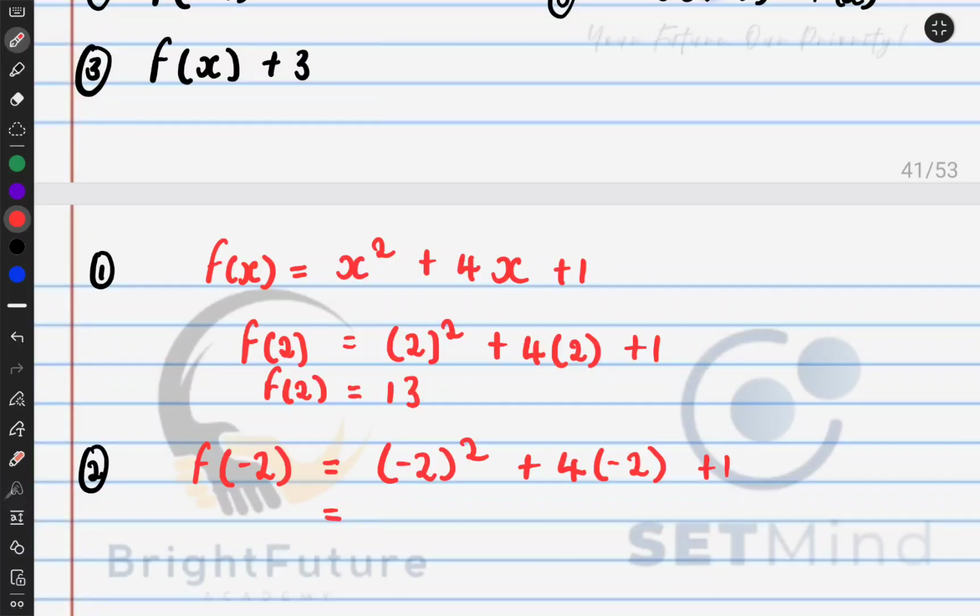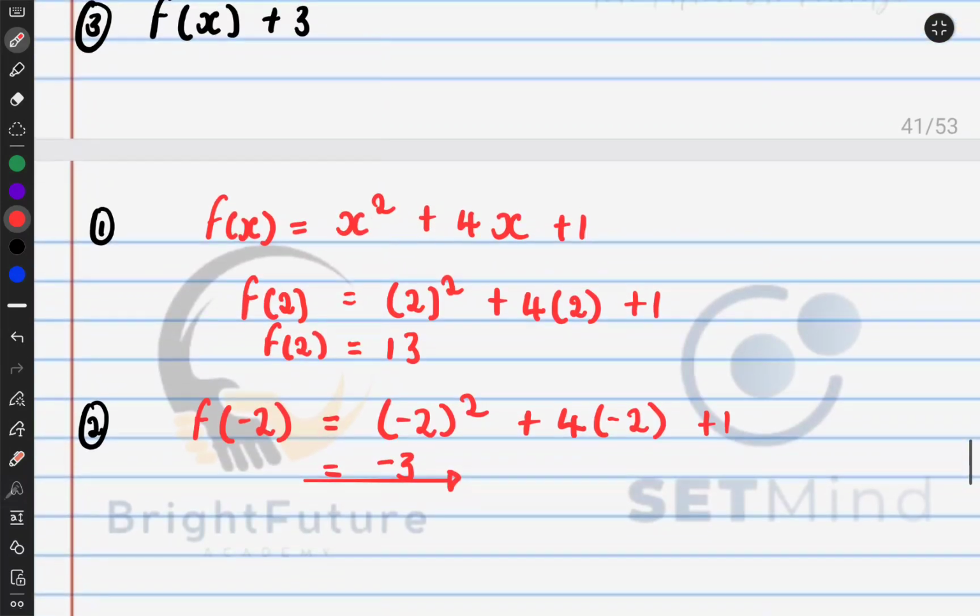Negative 2 squared is 4, plus 4 times negative 2, which is negative 8. So it's minus 4 plus 1. This will be negative 3. And then for example number 3, please pay attention.